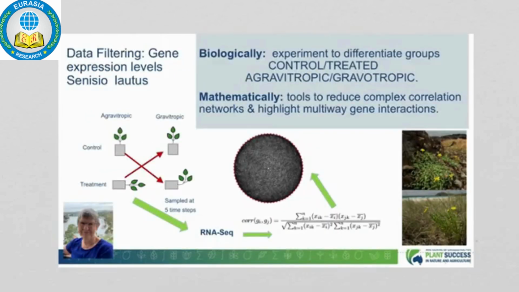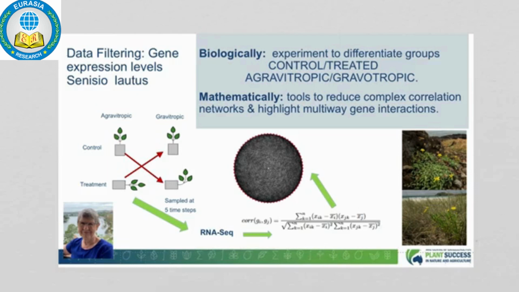I'm going to begin by first of all introducing one of the data sets we were looking at. Senecio is a plant that grows in various locations around Australia. In particular, it grows on headlands down the eastern seaboard and also in the sand dunes close to the sea. But this plant exhibits very different growth patterns depending on the location where it is sited.